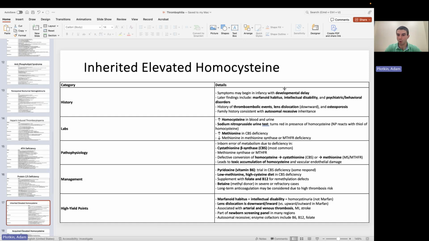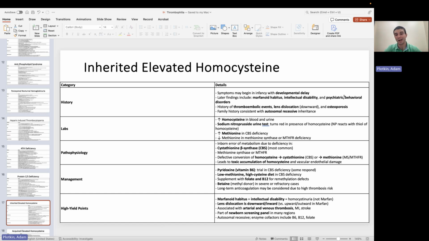All right, just two more real quick on homocysteine. Homocysteine, when I think about elevated levels that are inherited, they may begin in infancy with developmental delay. So elevated homocysteine can cause developmental delay. These patients also classically have a marfanoid habitus, and psychiatric and behavioral disorders.